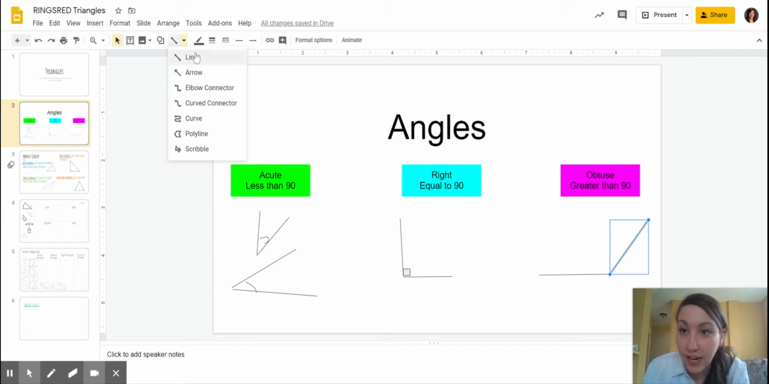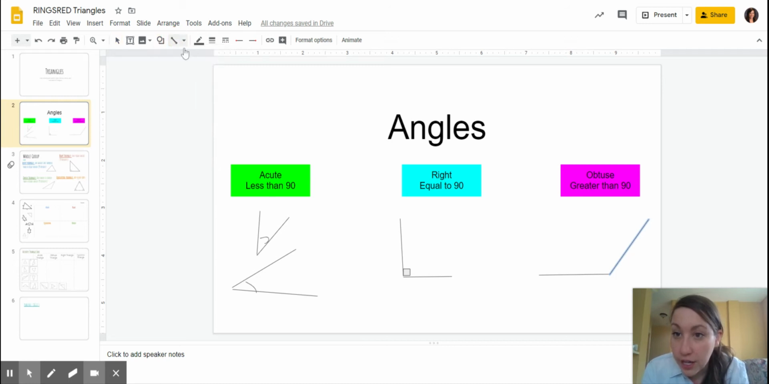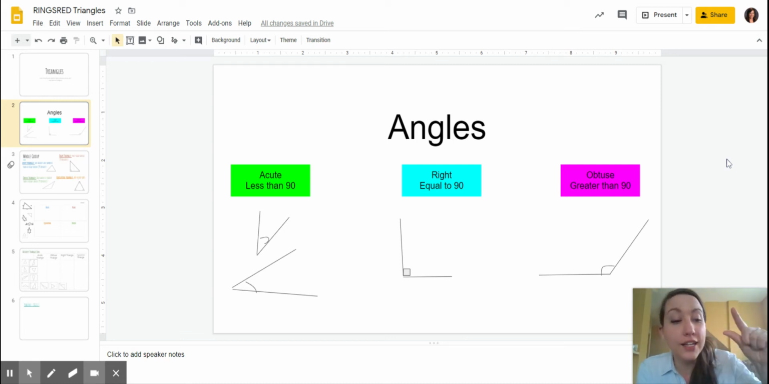And remember, you have to have that little arc that will show up kind of there on the inside. It's probably the best I can do, but obtuse, bigger than 90. Right, equal to 90. Acute, less than 90. I use my hands to kind of show that, right?